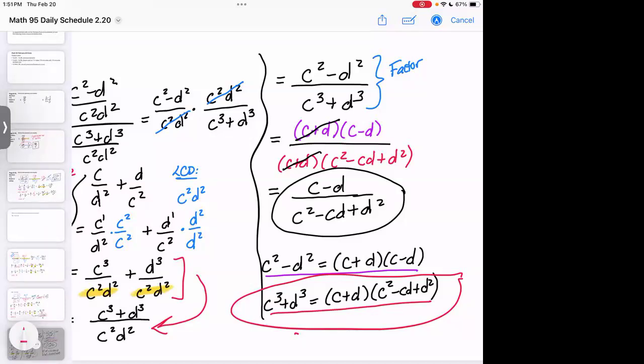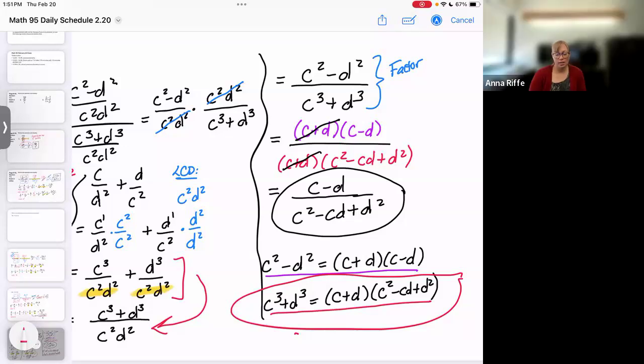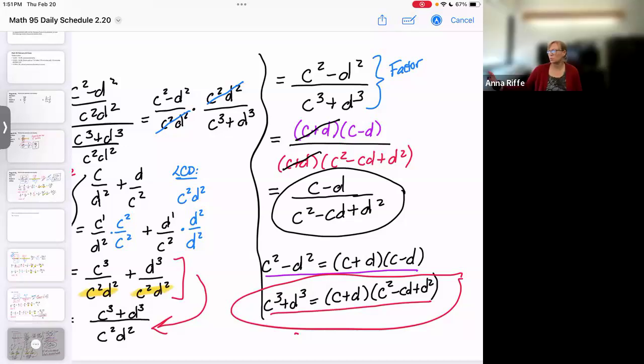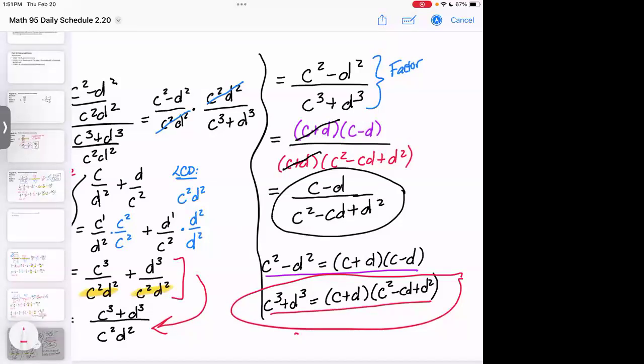At the bottom, where is the CD coming from? That's the difference of two cubes formula. Oh, okay. So this is a C squared. Or sum of two cubes rather, not difference. Okay. The C cubed plus D cubed.